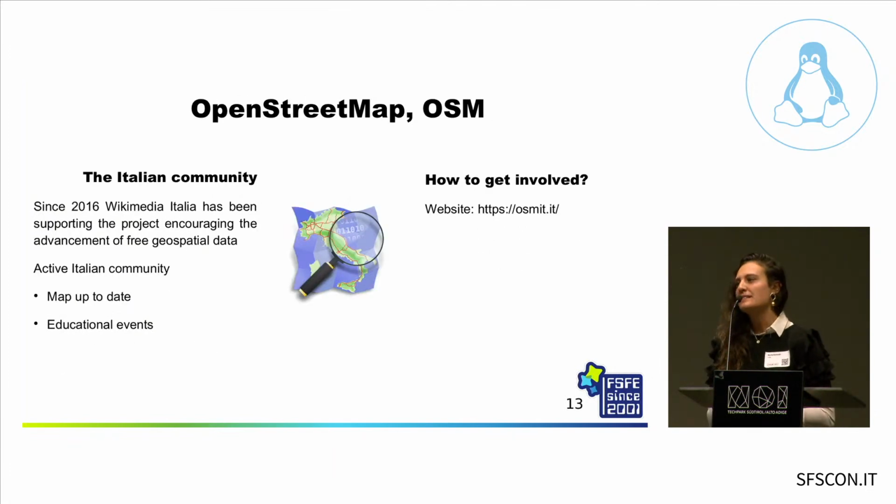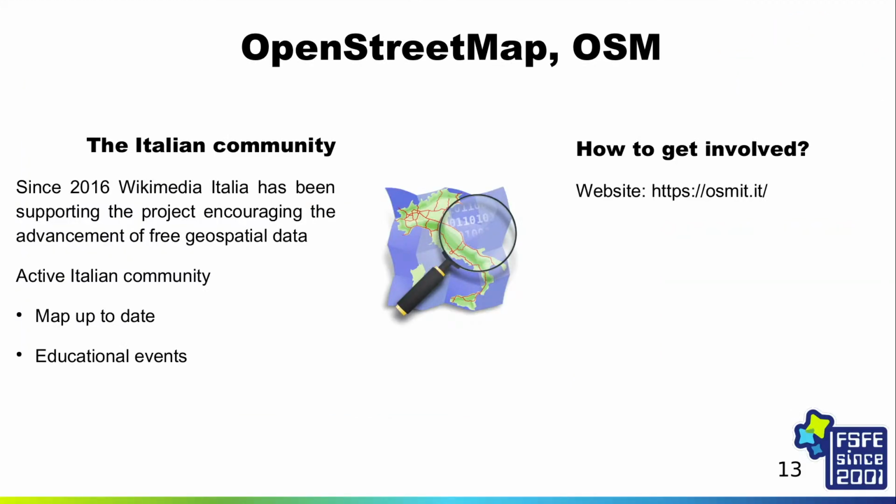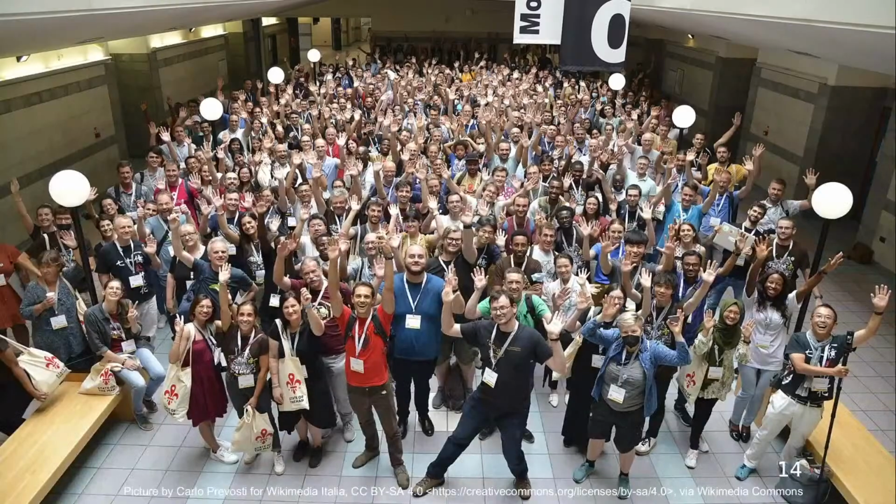Wikimedia Italia is also the Italian local chapter for the OpenStreetMap Foundation since 2016. And the OpenStreetMap community is really active in Italy. Especially, they keep the map up to date, and they also organize a lot of cultural events. For example, here we can see all of them at the State of the Map event that happened this year in Florence.